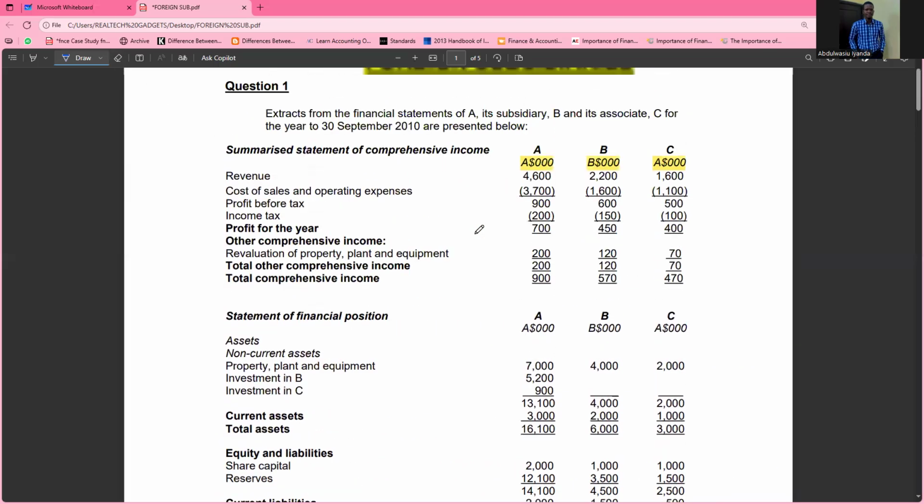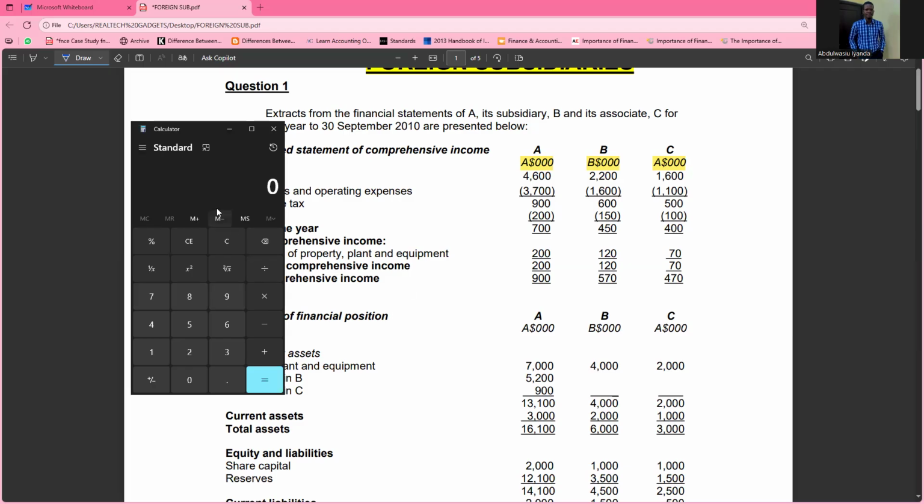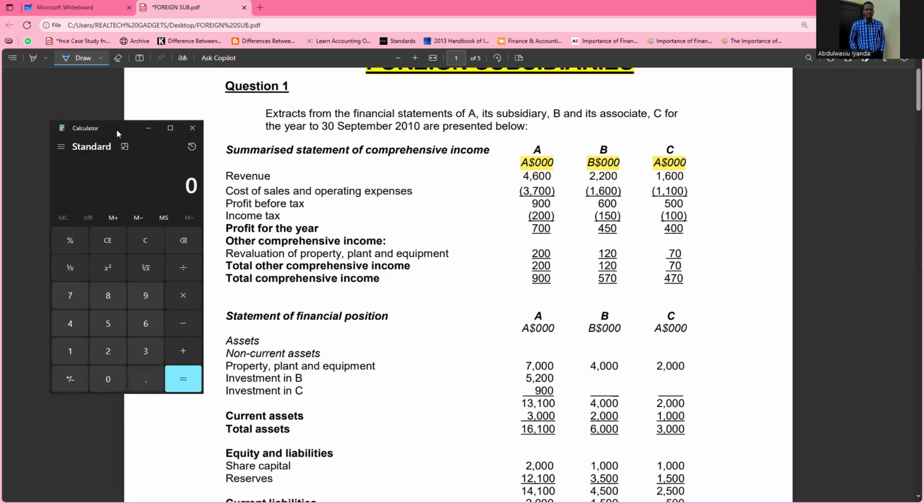the next thing now is think of something. You don't need to think of, okay, are you going to divide or multiply? One logic that you can always use is this: the revenue of the subsidiary now is showing 2,000.